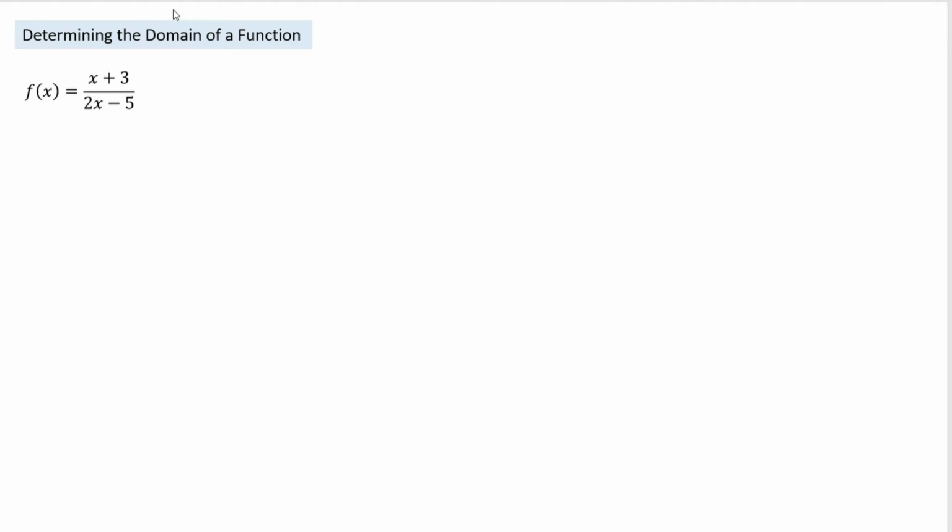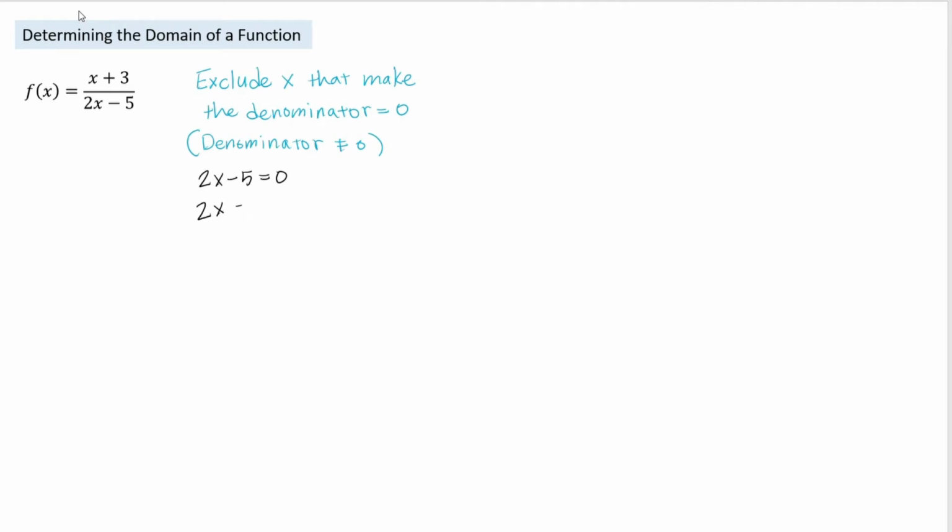Let's find the domain of a function. We have f of x is equal to (x + 3) over (2x - 5). We want to exclude values of x that make the denominator equal to 0. Let's set the denominator equal to 0. So 2x - 5 is equal to 0, and we solve for x. 2x is equal to 5, x is equal to 5 over 2.